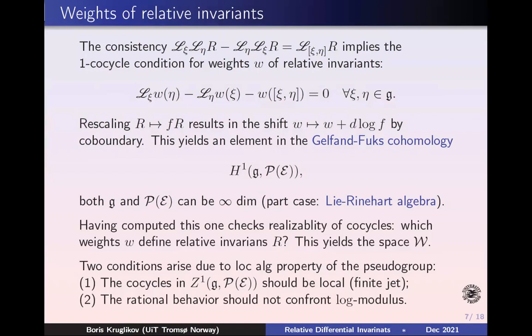Now, when we go to differential invariants versus just relative invariants, then two additional conditions arise due to the local algebraic property of the pseudogroup. So the cocycles should be local. That is, determined by finite jets, right? So they shall be determined by a finite number of derivatives, of whatever field you have.